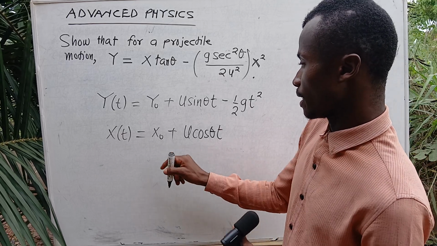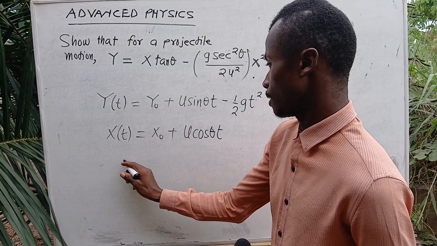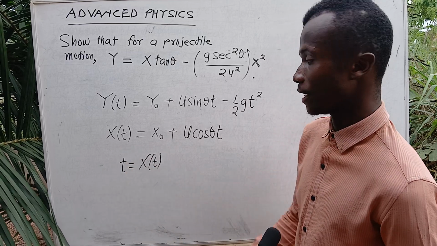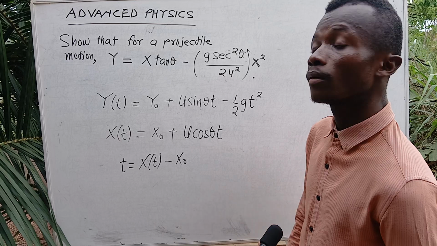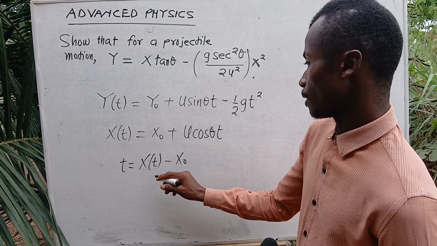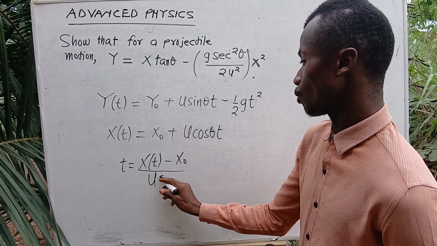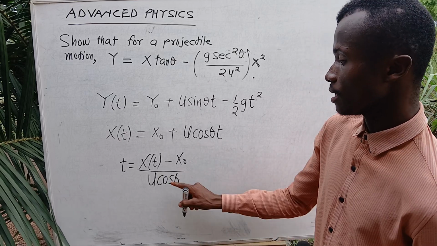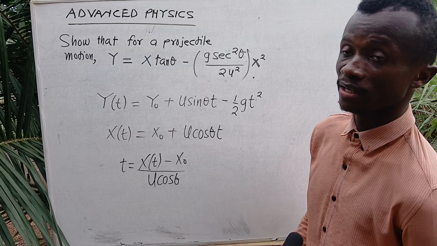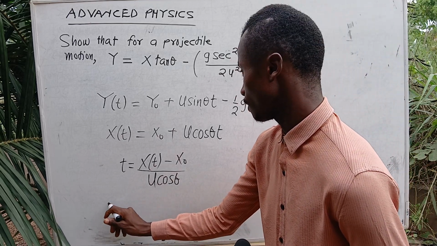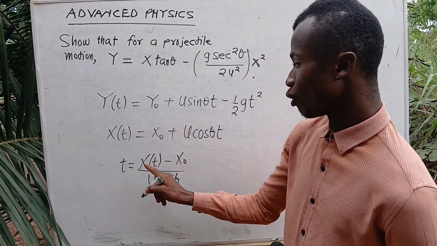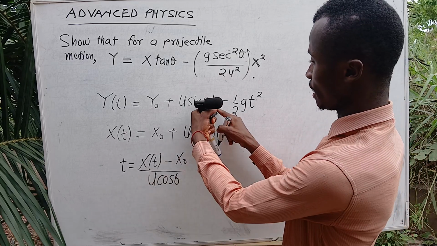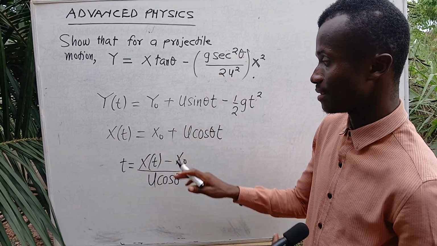So from the second equation, t is equal to x at any point in time minus the initial x position x naught, divided by u cos theta. That is t. Then we put the value of t into the first equation. We have y of t. So then y will no more be a function of t. If you put the value of t at every part of the equation, then t will vanish.